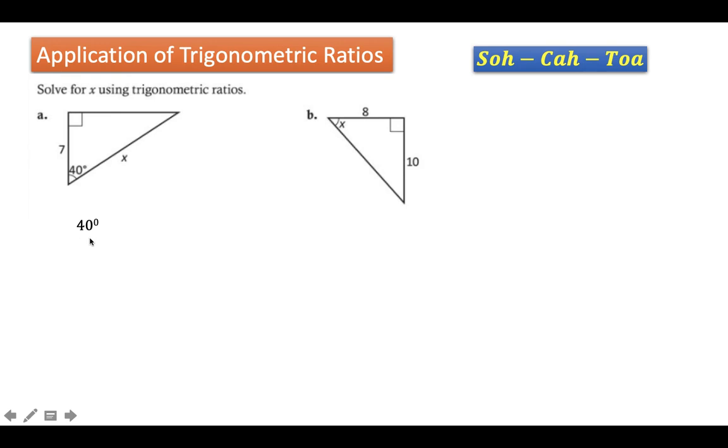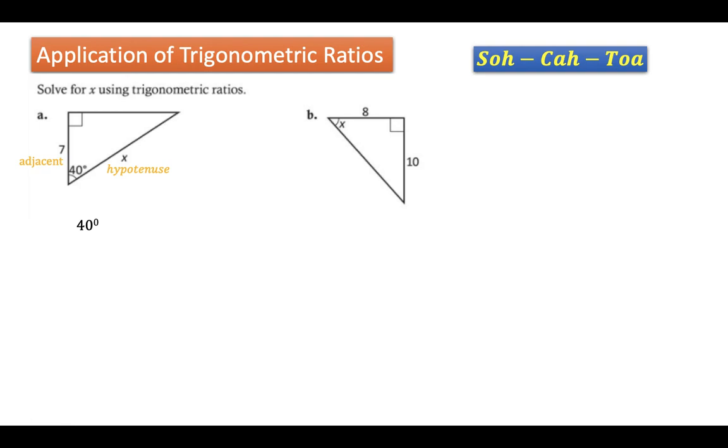40 degrees, and this will serve as our reference. Then let us identify the remaining sides. In this case, this is called the adjacent side because it is adjacent to our given angle 40 degrees. And this side here is our hypotenuse since it is the side opposite to the 90-degree angle. So these are the only given sides in this given problem.